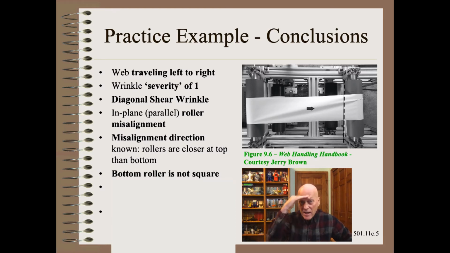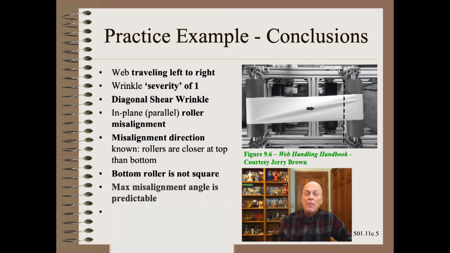This requires careful observation skills and doesn't always work for small misalignments. But in this case, we would know by careful observation that the rollers lack parallelism with respect to the presumably square frame beneath. Web handlers also know how to easily predict the maximum allowable misalignment angle at which time the wrinkle will first occur.